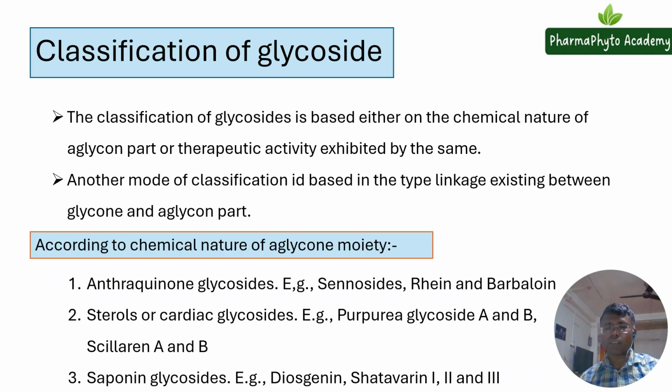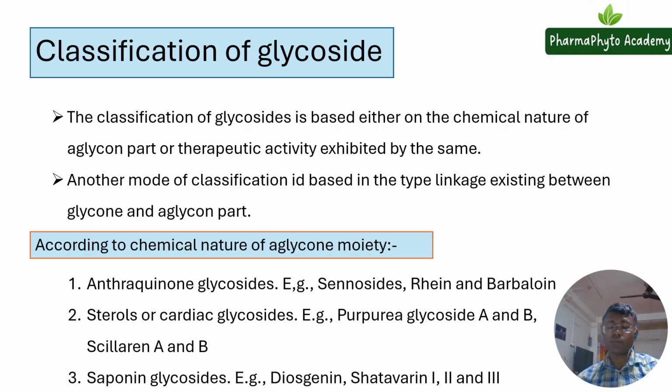So now let us see the classification of glycosides. Glycosides can be classified in two different ways. One is on the basis of the chemical nature of the aglycon part and their therapeutic activity, and another is on the basis of the glycosidic linkage between the glycon and aglycon parts. First of all, we'll see the classification of glycosides on the basis of the chemical nature of the aglycon moieties.